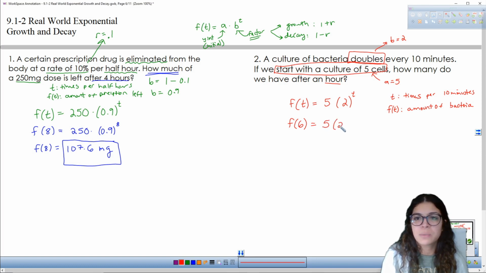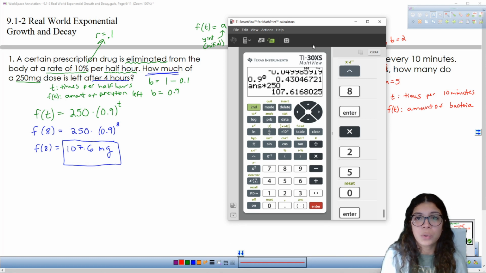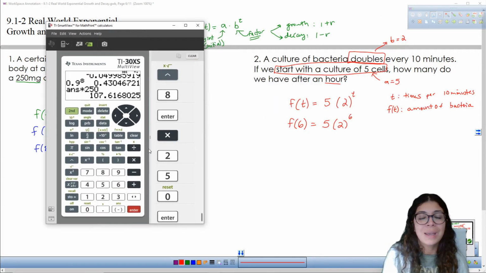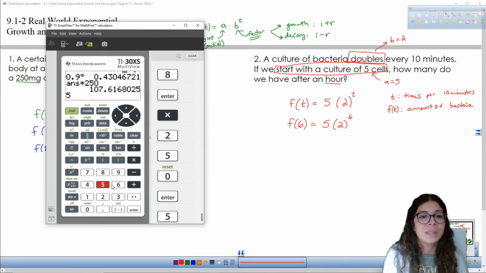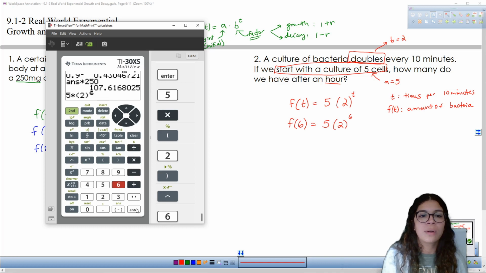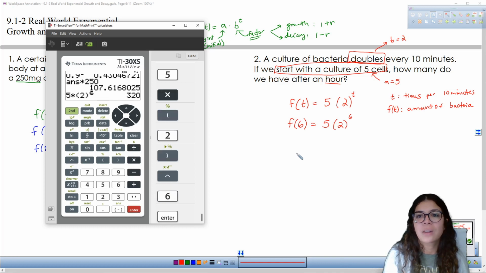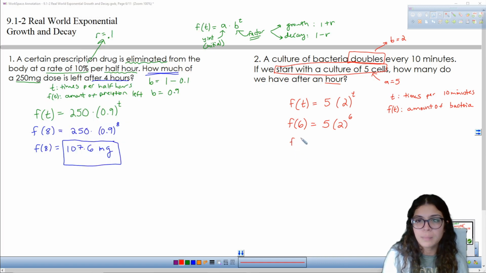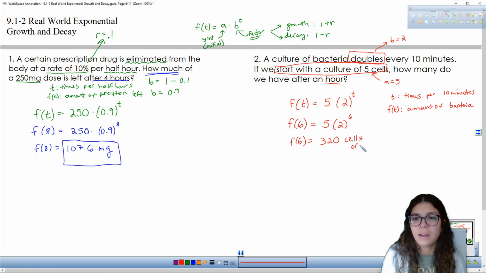So we have 5 times 2 to the power of 6. Of course, again, exponents first, so you would do 2 to the power of 6 first. However, one thing that you could do with this calculator is input it all together. So 5 times 2 to the power of 6, and it will do the order correctly for you. So we get 320. So 320 what? That's the output, right? So 320 amount of bacteria, so we can say 320 cells of bacteria.